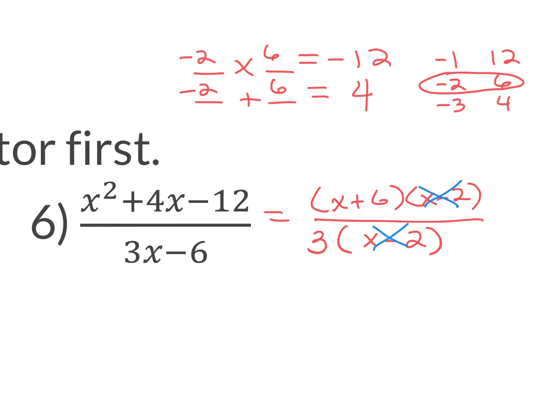Do not be tempted to simplify the 6 and the 3. That 6 is attached to the x. The only way I could cancel that 6 is if there were an identical x plus 6 in the denominator. So my final answer here is going to be x plus 6 over 3. And you are done. Again, this is attached. Let's try the next one.